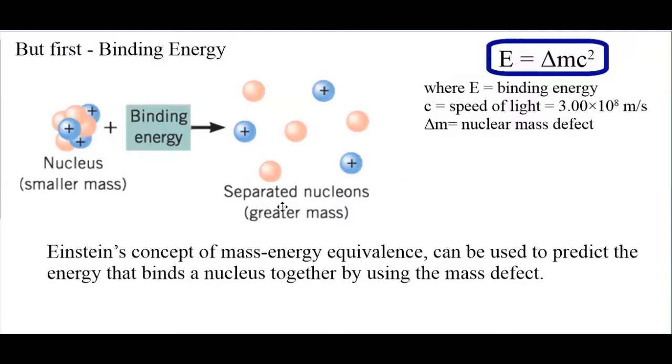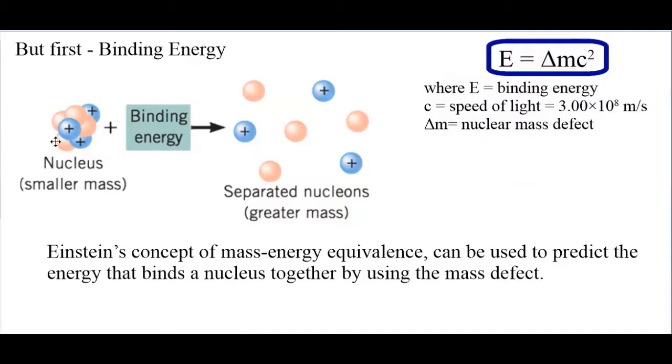So in this case, we're talking about the mass discrepancy, the missing mass, which would be considered to be at rest. That missing mass is known as the nuclear mass defect. Multiply that by the speed of light squared, and that would be your binding energy keeping the nucleus of an atom together.